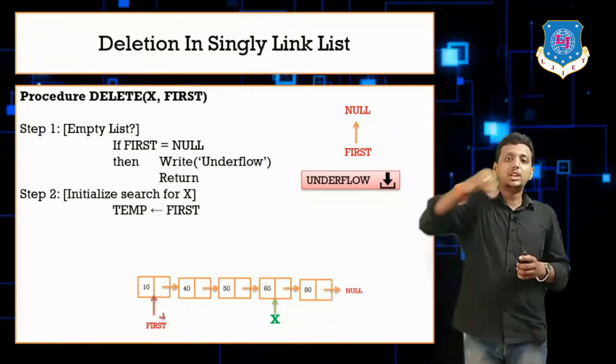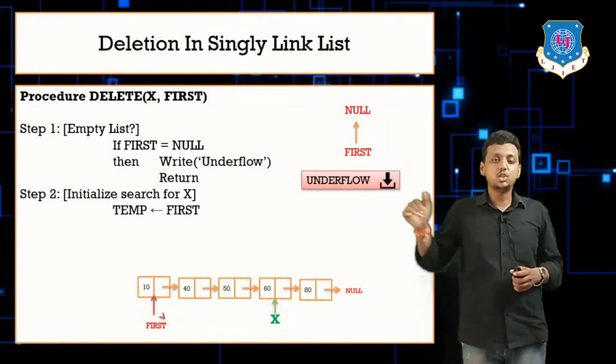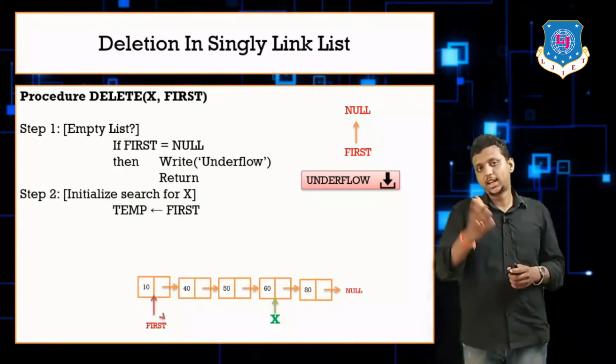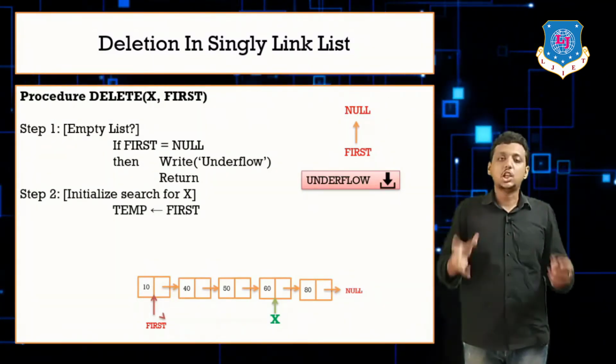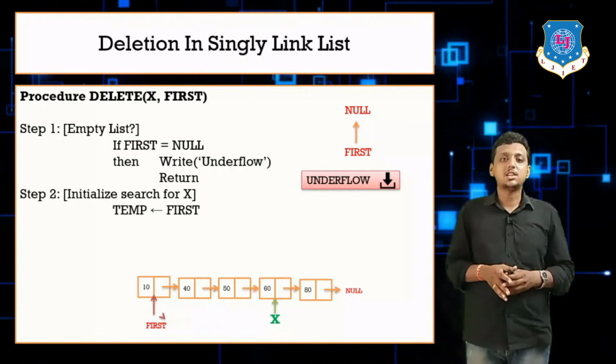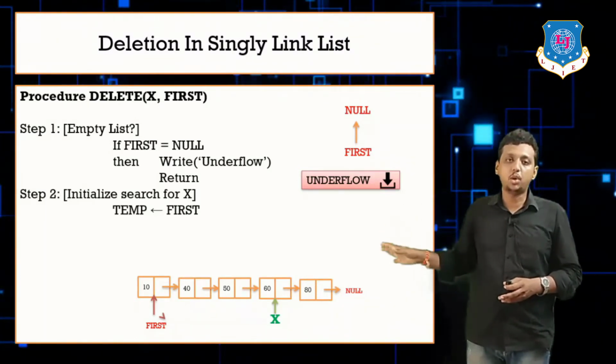Students, to move in the linked list, we need to do a traversing operation. Correct? Usually we take a save pointer over there. For better understanding, I am going to take a temporary pointer, which is known as temp.